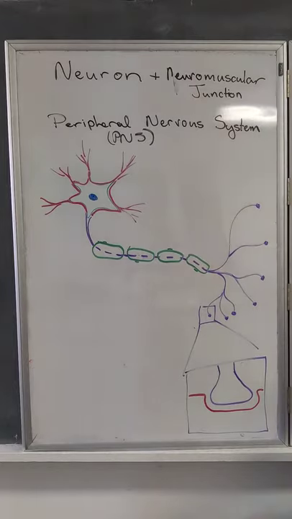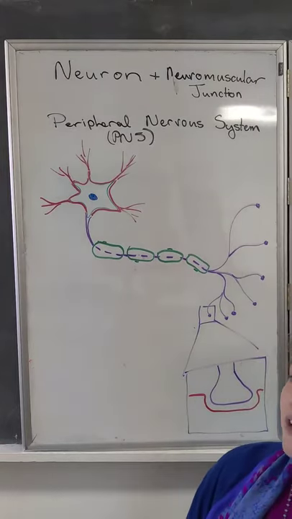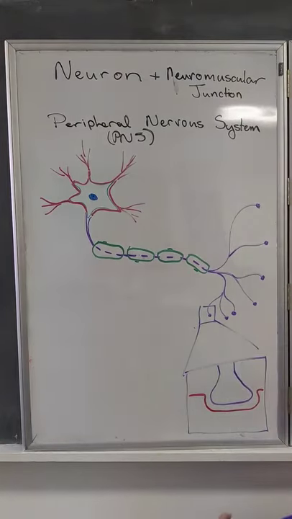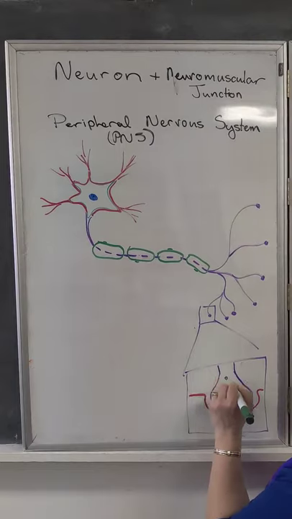Now, one of the cool things about neurons is we think of them being electric, and they are, but they're also chemical. So we have these things called acetylcholine sacs. So you're going to make little bubbles.